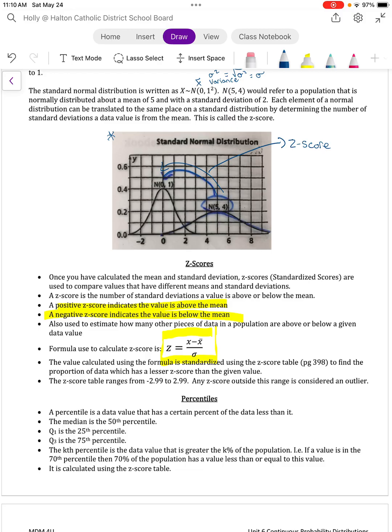The value calculated using the formula is standardized using the z-score table. You don't have a textbook, so that's not relevant. You're going to the end of the lesson, and you have a chart there. You'll also see online, since we are online, there are a lot of apps or websites where you can just type in your percentile or your z-score to figure out the number you're looking for, but you do need to understand how to use that chart as well. The z-score table ranges from negative 2.99 to 2.99. And if you recall, the reason for that is anything outside 3 standard deviations from the mean is considered an outlier, so that data is not relevant to us.